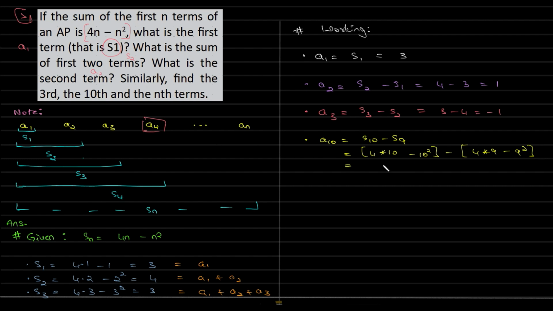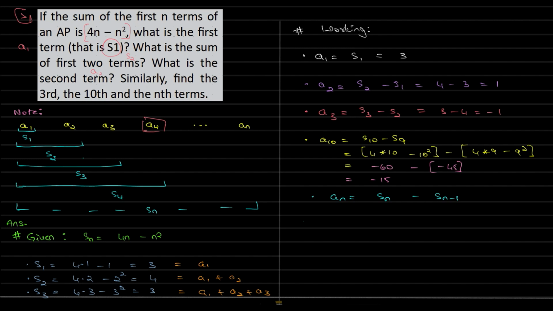40 minus 100 is minus 60, and S of 9 is 36 minus 81, which is minus 45. So the difference is minus 15. So we have the 10th term to be minus 15. Similarly, they want us to find the nth term also. Well, for that, it will be a bit lengthy. So S of n minus S of n minus 1.